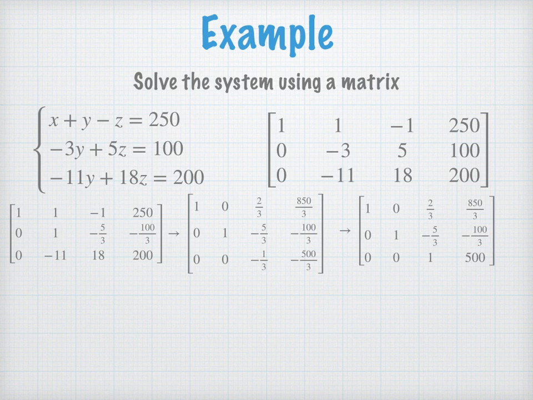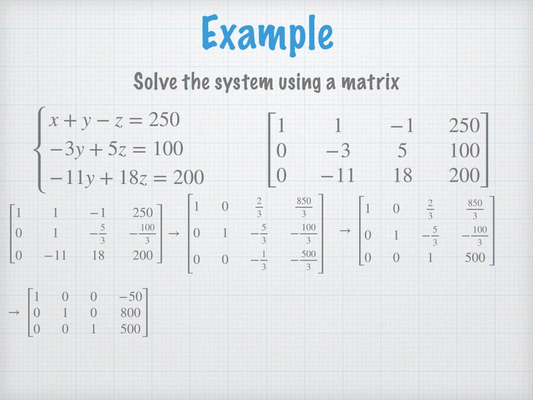Now what I'm going to do is try to make everything else in column 3 become a 0. So for my first row, I would add a negative 2/3, and for my second row, I would need to add a positive 5/3. So when we do that, we're going to end up with my first row being 1, 0, 0, negative 50. My second row is 0, 1, 0, 800. And my third row is 0, 0, 1, 500.